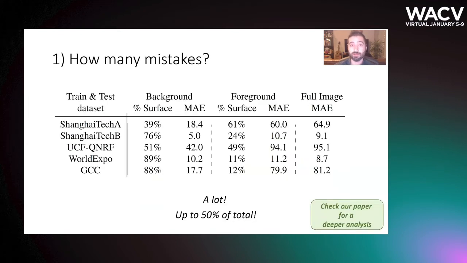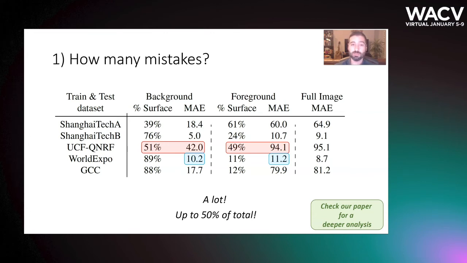Now, in the paper we present a lot of experiments and a deep analysis on the problem. But here, I'll focus on the main question. How many mistakes are crowd counting approaches actually making? Well, if we look at the popular UCF-QNRF, we can see that the number of mistakes on background is 42, which is actually quite a large number if we look at the foreground mistakes and we see there are only 94. Now, if you look at WorldExpo, this difference is even smaller, where the background mistakes almost equal the mistakes on foreground.